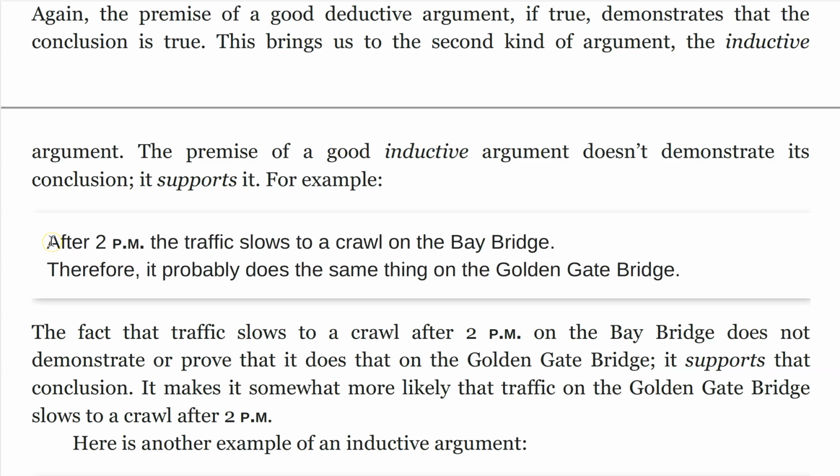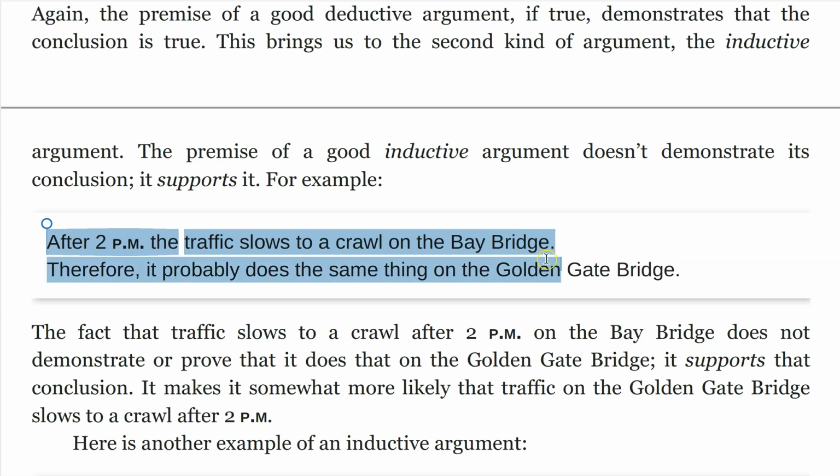So when we put this in our notes, we'll use something that is more local to you guys. So after 2 p.m., the traffic slows to a crawl on the Bay Bridge. Therefore, it probably does the same thing on the Golden Gate Bridge. And these are bridges in the San Francisco Bay Area. So what we have here is a time, right? After 2 p.m., the traffic slows to a crawl on the Bay Bridge. It's in the same area, and it's the same time, so we can conclude that, therefore, it probably does the same thing at the Golden Gate Bridge. After all, they're only like a few miles apart, right?